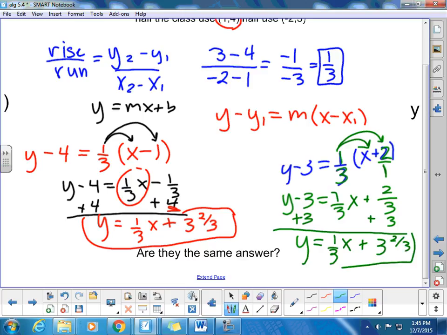So you can see that either point you pick will end up getting you to the exact same line. So either way, you get the same answer. But if they just ask you to leave it in point slope formula, this would have been right, and so would this have been right.